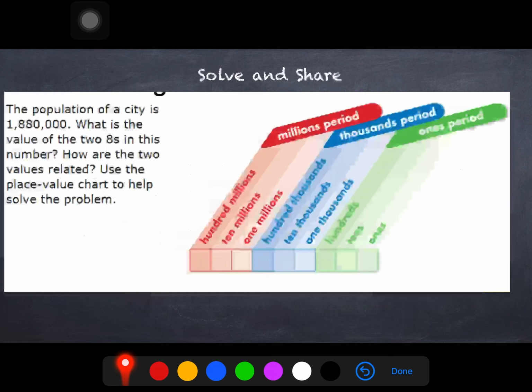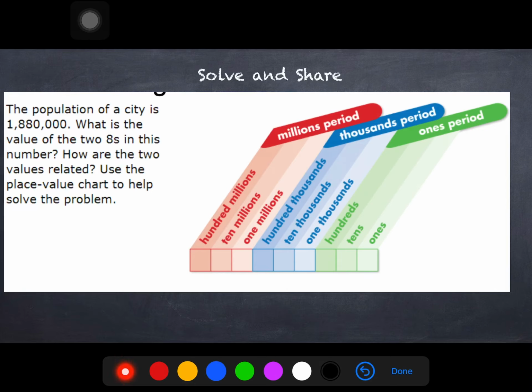Let's look at our solve and share. The population of a city is 1,880,000. What is the value of the 2 8s in this number? How are the values related? Use the place value chart to help solve the problem.